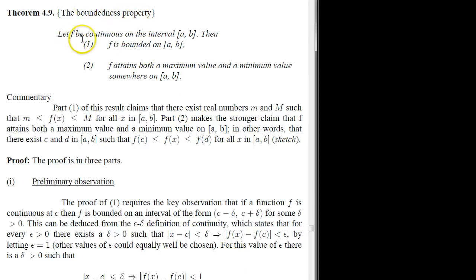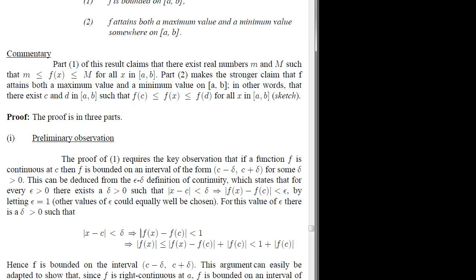The boundedness property then: let f be continuous on the interval [a, b]. Then we're going to prove part 1, f is bounded on [a, b]. So we've done the commentary and we've done the preliminary observation, haven't we? So let's just go down then and look at part 1.